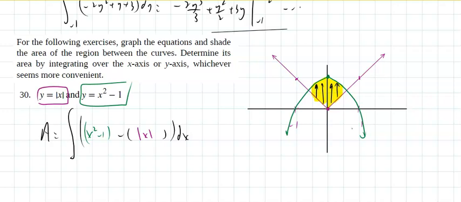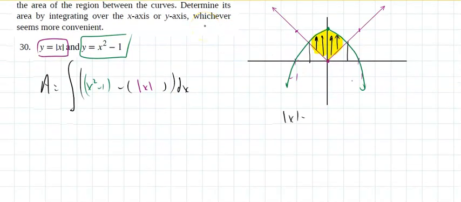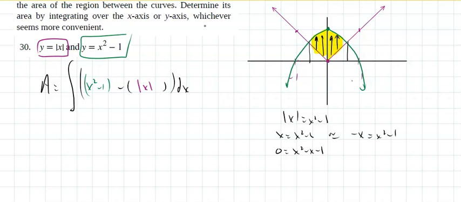That's what we want. And I could figure out where that is. Where does absolute value of x equal x squared minus 1? That's when x equal x squared minus 1, or negative x equal x squared minus 1. Well, if you solve this, 0 equal x squared minus x minus 1, or 0 equal x squared plus x minus 1. And let's see how this works.